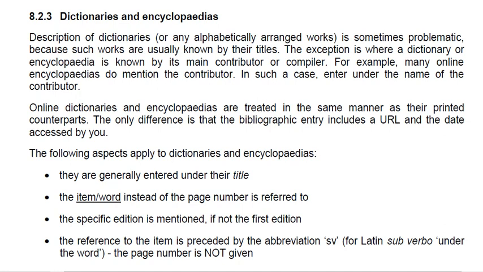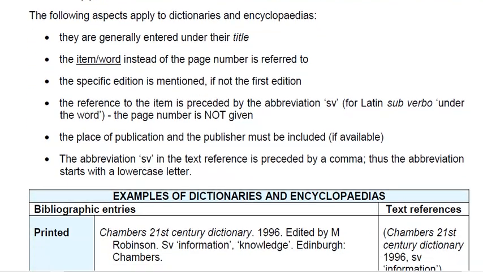Okay. Let us continue reading. It says here the following aspects apply to dictionaries and encyclopedias. These are the guidelines on how we are supposed to write our dictionary or encyclopedia references. Yes. It says here they are generally entered under their title. The item or word instead of the page number is referred to. Here we don't use the page number. We use that word that we are looking for.